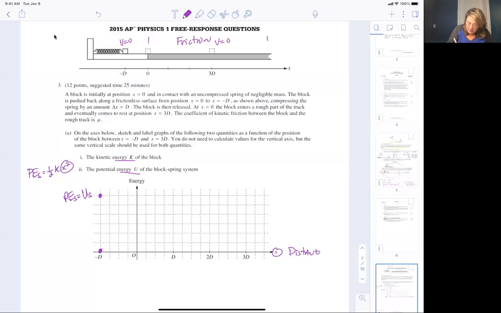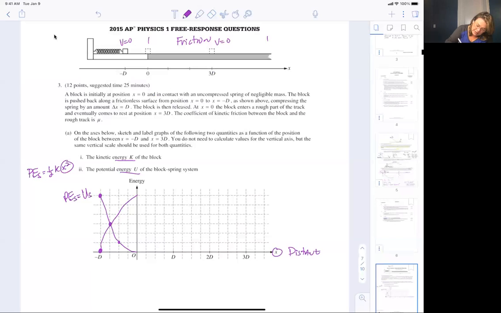This is tricky in my opinion. I'm going to come to here, maybe somewhere, and wherever they cross, they had best be the total being the same. There we go. So notice where they crossed. If you added those up, it would be the same number of boxes. And that's what they mean by the same scale, because the total mechanical energy had to be the same.